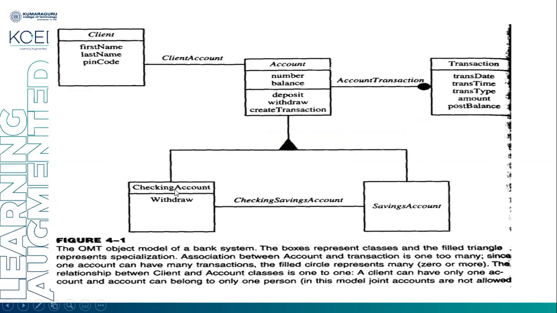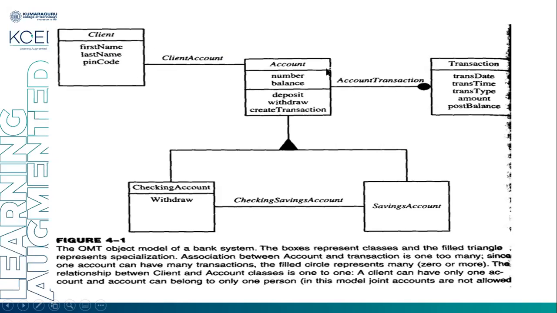Account is having a checking account and savings account. It is represented by the filled triangle. Then next one is account. Now an account can have many transactions, a one-to-many relationship. The many is marked by the shaded circle. Okay, it contains zero or more. So this represents the many relationship. The association is given by this line. The association name is given above the line.